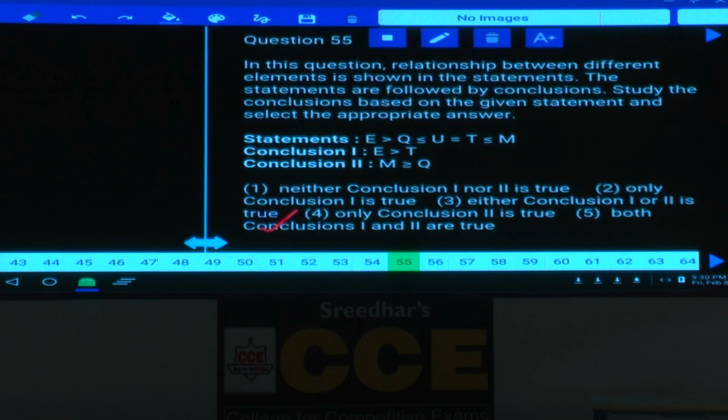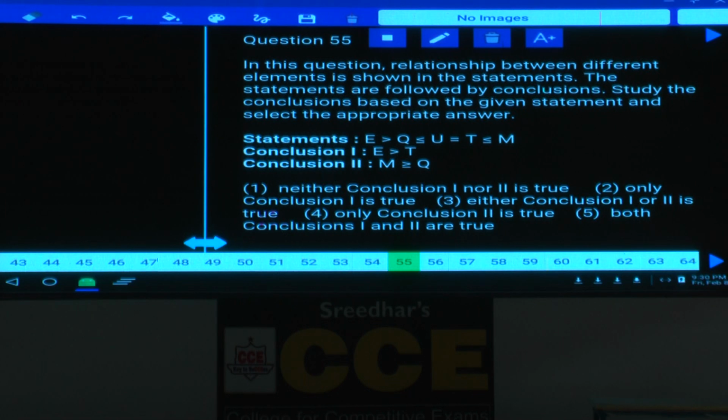Then question numbers 55 onwards, 55 to 59. These 5 are based on coded inequalities. Now, the first one, E and T. Between E and T, there is 1 greater than, 1 lesser than, 2 opposite symbols, that is ruled out. And the next one, M and Q. Q is here, M is here. Q lesser than or equals to M. M greater than or equals to Q is true. Then what is your answer here? Only conclusion 2 is true, that is choice 4. Question number 55, choice 4.